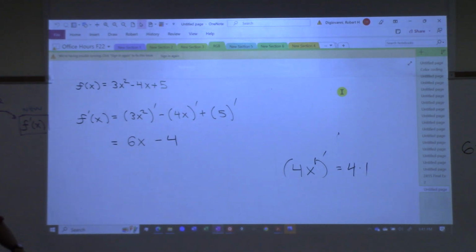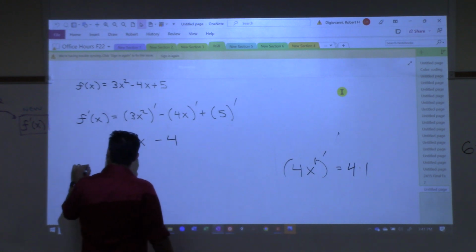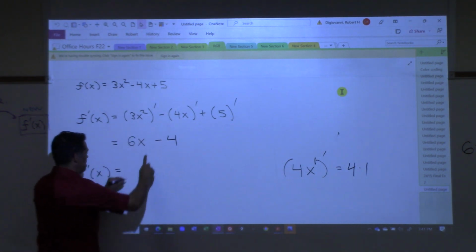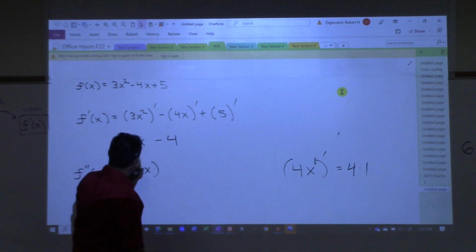A lot less work. And now the second derivative is now the derivative of this, which is a difference. So I can do derivative of each one of those.